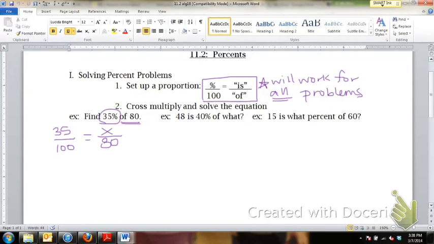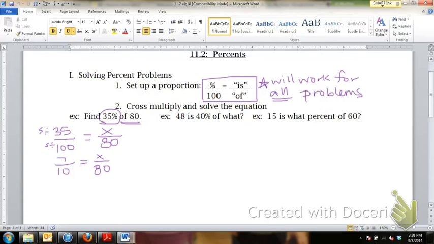So now, I don't really want to multiply 35 times 80. That's really big. So if you can reduce one side of your fraction, do that first. You just can't reduce across the equal sign. But 35 and 100, that'll divide by 5. So I'm going to make this 7 over 10 equals x over 80. And that's a lot easier to deal with.